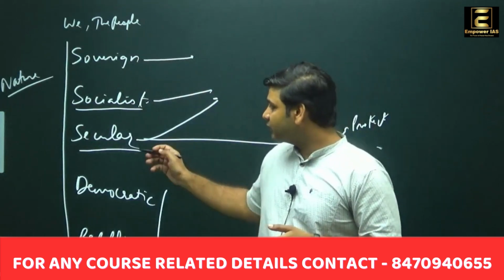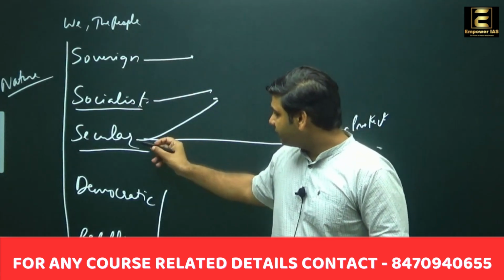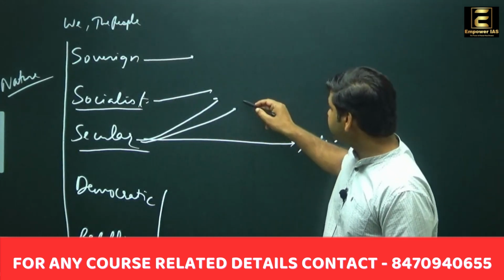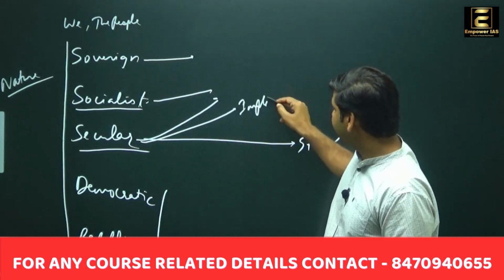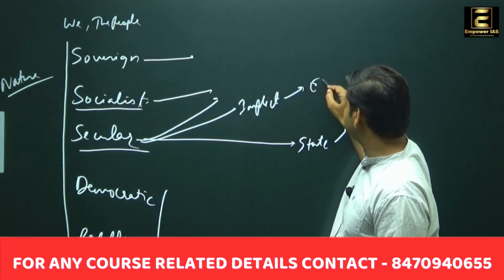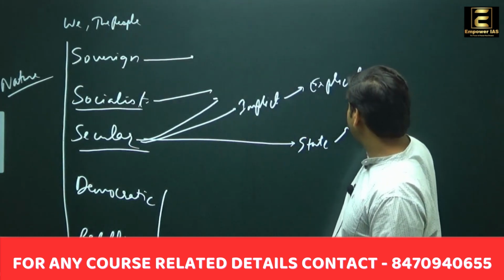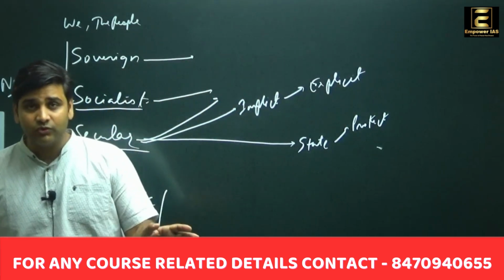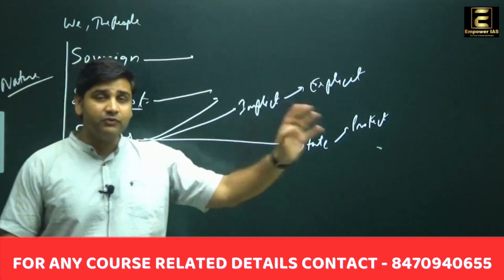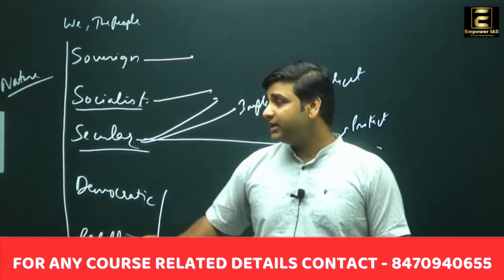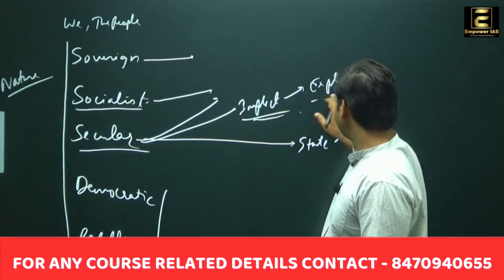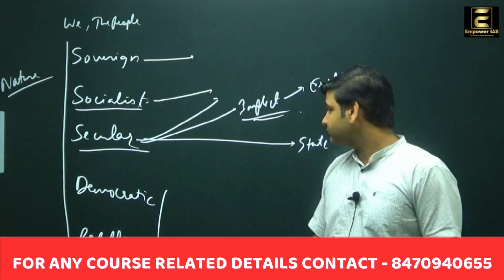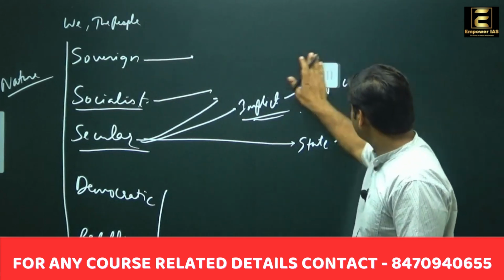The word secular, when it was inserted in 1976, made the implicit issue an explicit issue. That simply means before 1976, India wasn't secular? No. India was secular even before 1976. But to make the implicit issue explicit, this word was inserted in the preamble of the country.